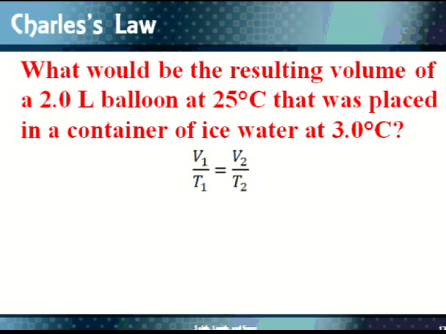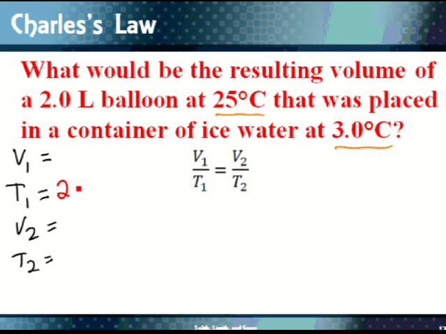Let's look at a sample problem from the textbook. Using Charles' law, what would be the resulting volume of a 2-liter balloon at 25 degrees Celsius that was placed in a container of ice water at 3 degrees Celsius? The first thing we must note is that our temperatures are not in Kelvin, so we must convert those. The initial temperature is 25 degrees Celsius because the balloon is not in ice water yet, and the final temperature is 3 degrees Celsius because the balloon is in ice water.